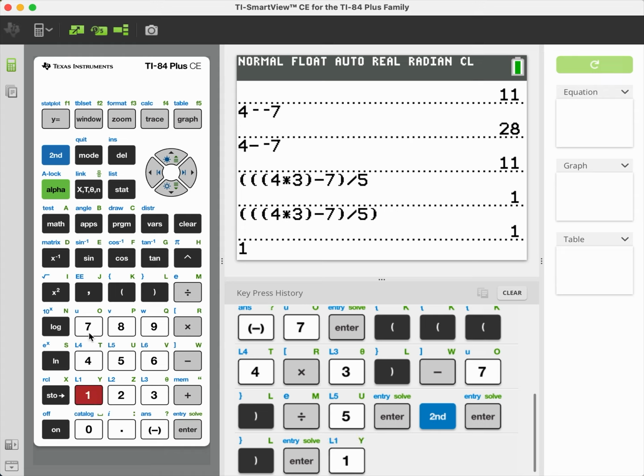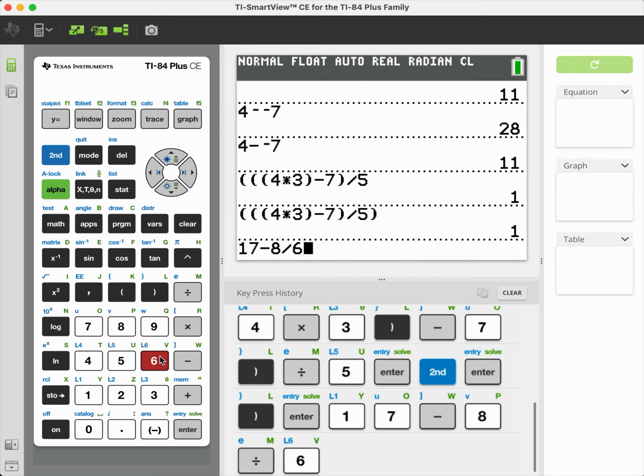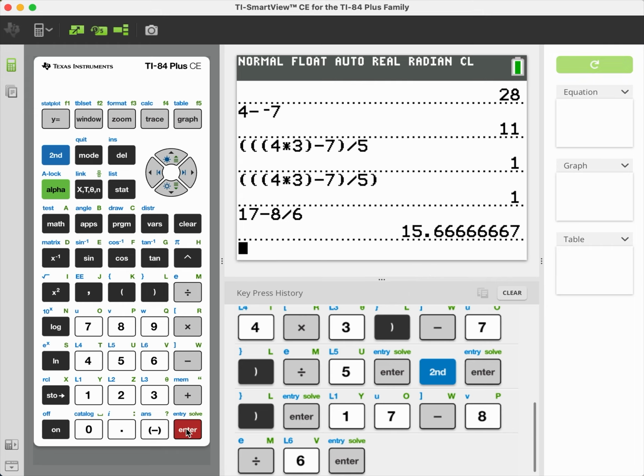17, 1, 7, take away 8, all of that divided by what? 6? 6. And if I press enter, 15. Wait, 17 take away 8/6 would be 15. But if 17 minus 8 should be evaluated first, what should this have come out to be? 17 take away 8 should be 9.